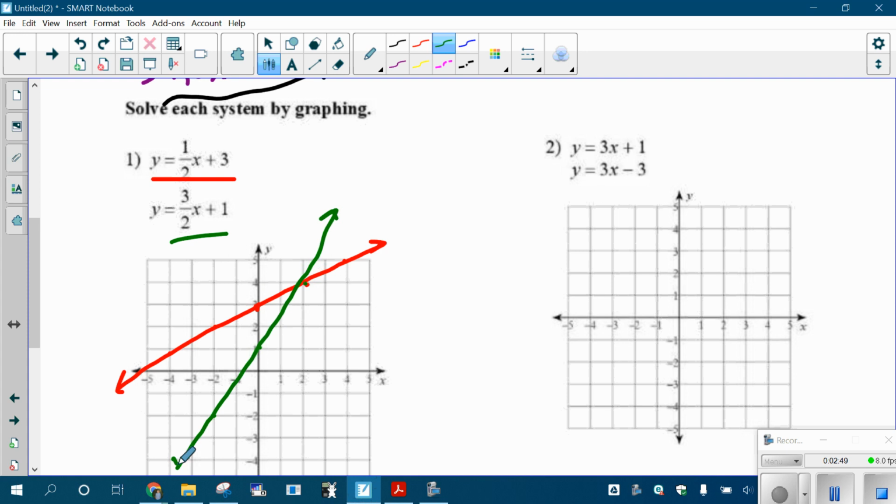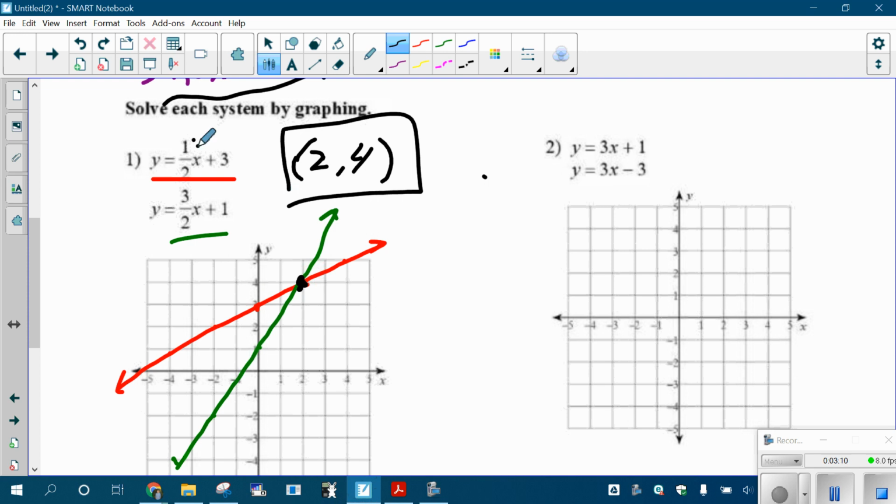And then to solve the system, I'm trying to figure out where they intersect. Well, it's right there. They intersect at (2, 4). X is 2, y is 4. That's the point where they intersect. That's the solution to the system. And what happens is if you plug in 2 for x here, you get out 4 for y. And if you plug in 2 for x here, you also get out 4 for y. That's because it's a point that they both have in common.